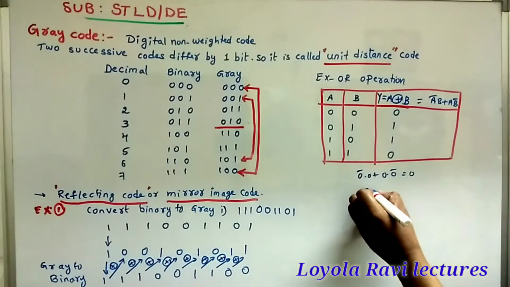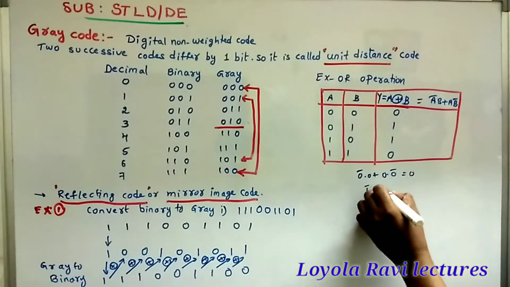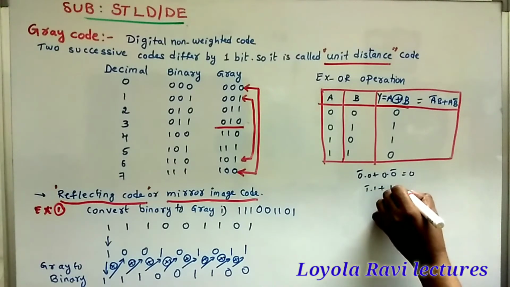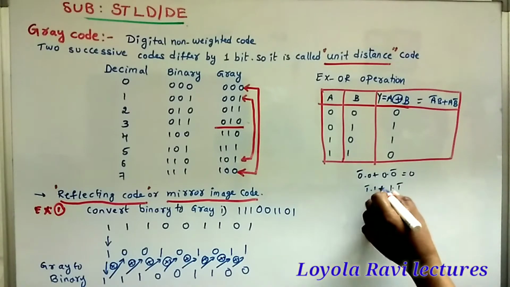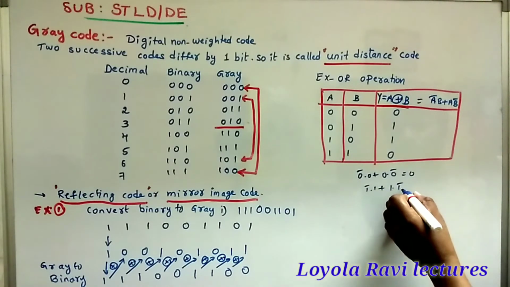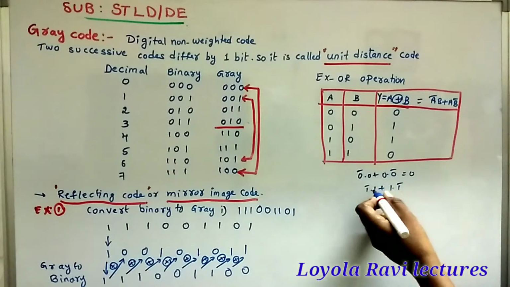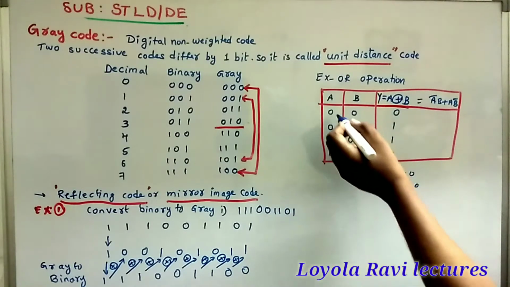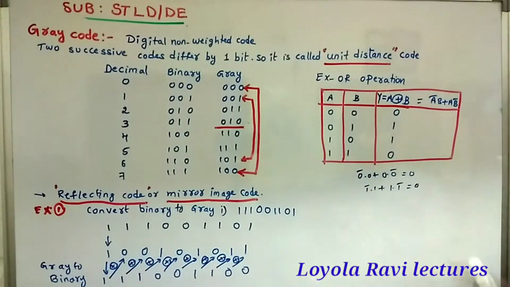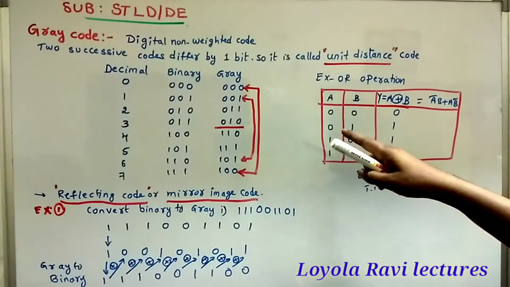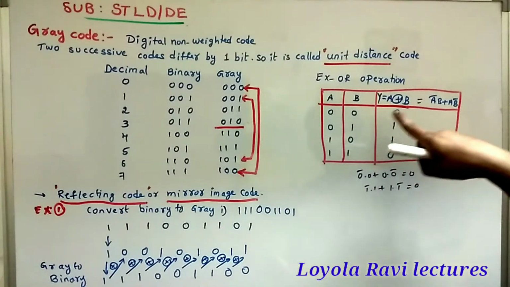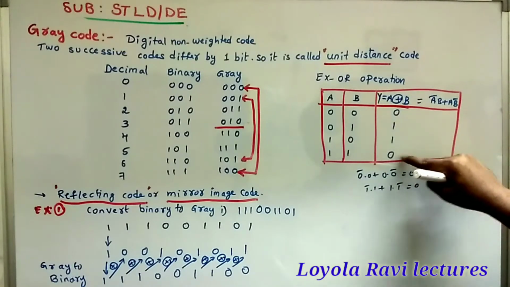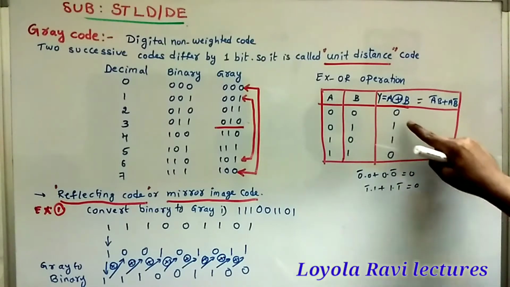For 1 1, 1 bar into 1 plus 1 into 1 bar. 1 bar is 0, and 0 into something is 0; 1 into 1 bar is 0, and 0 into something is 0. 0 plus 0 is 0. For 0 0 and 1 1 we are getting zeros. If the inputs are different, we get the output as 1. That is the XOR operation: when both inputs are the same, the output is 0; when both inputs are different, the output is 1.